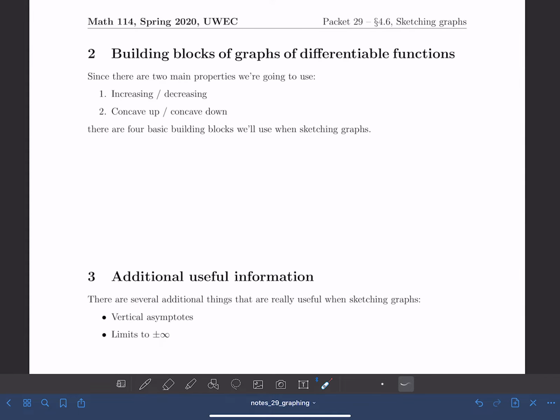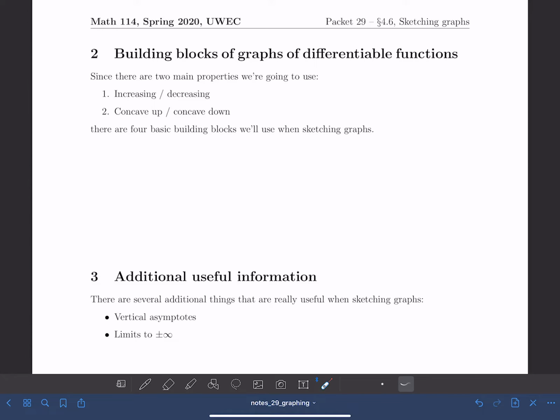So I want to tell you about the building blocks of graphs of differentiable functions. Because we talked entirely in the previous page about increasing, decreasing, concave up, concave down. And I'm going to use those as my 4 basic building blocks. Because if I included another property, I'd have 8. And 8's starting to be too many for me to know how to just put together. I could do it, but it'd produce better graphs, but it'd be far more difficult than just using these 2 properties. So there are 4 basic building blocks I want to use.